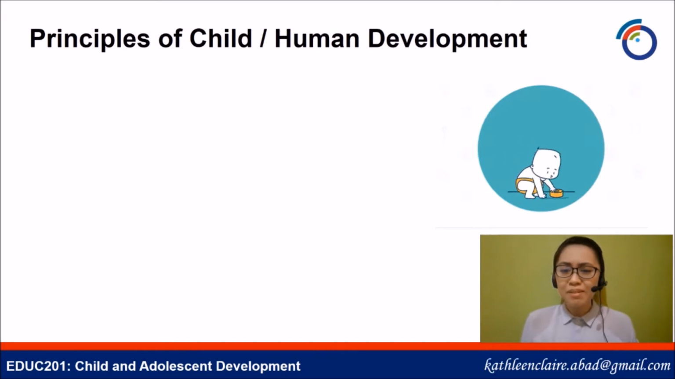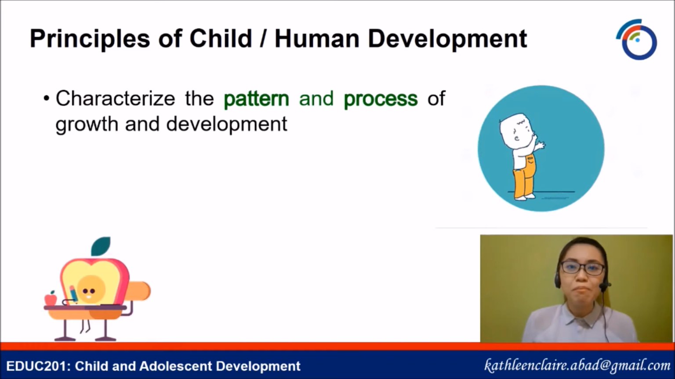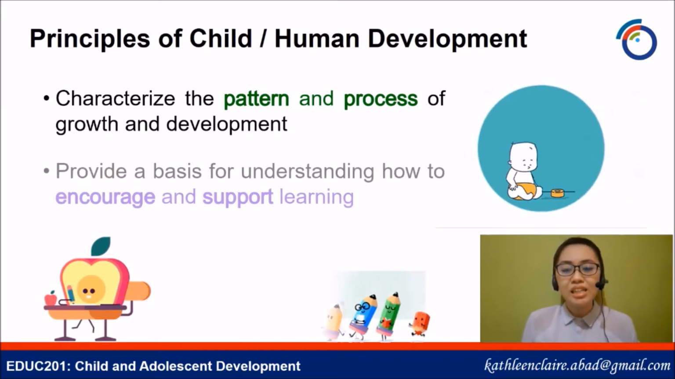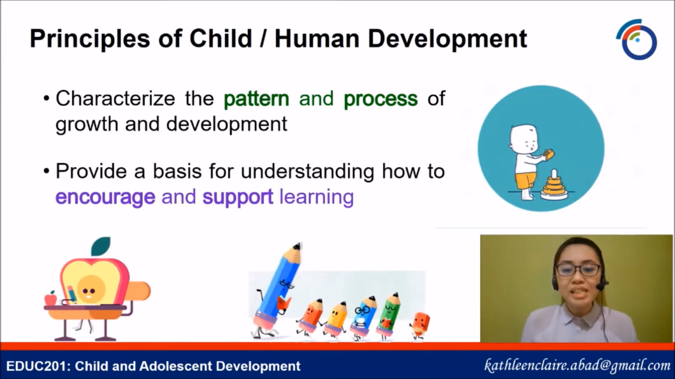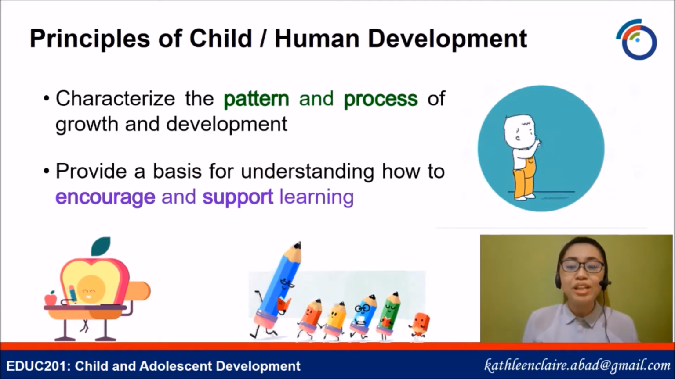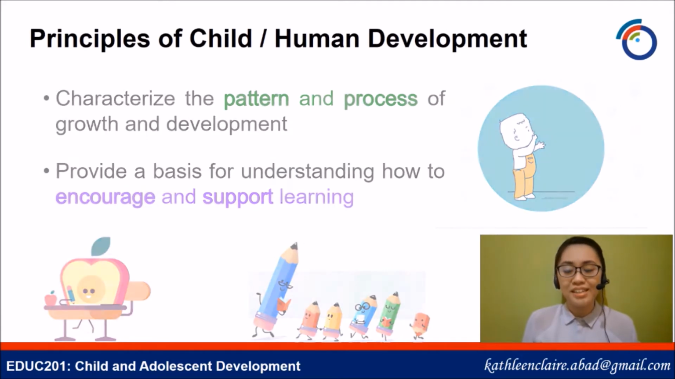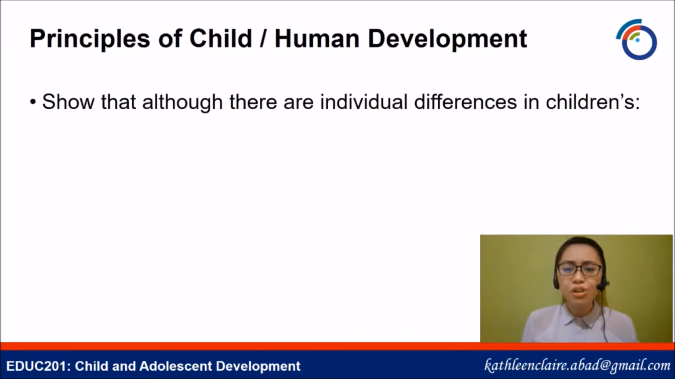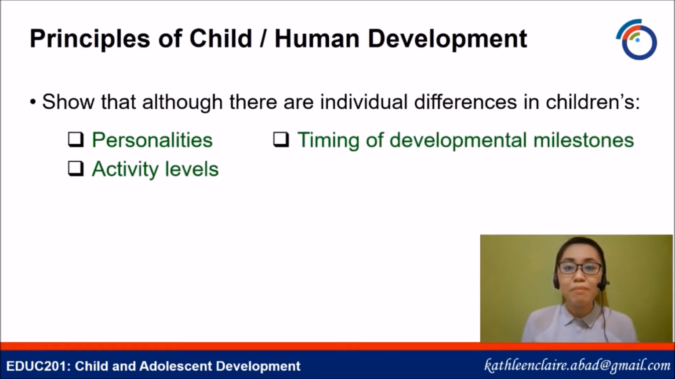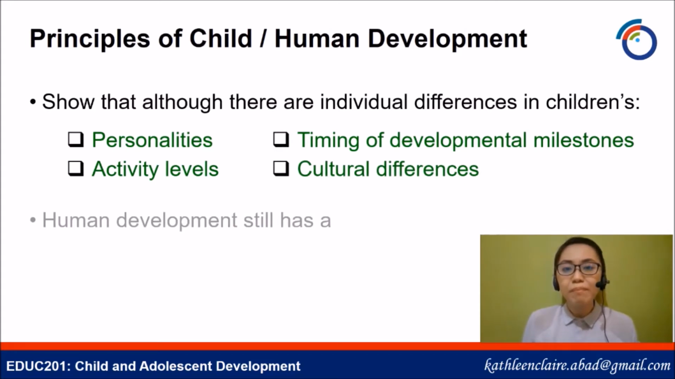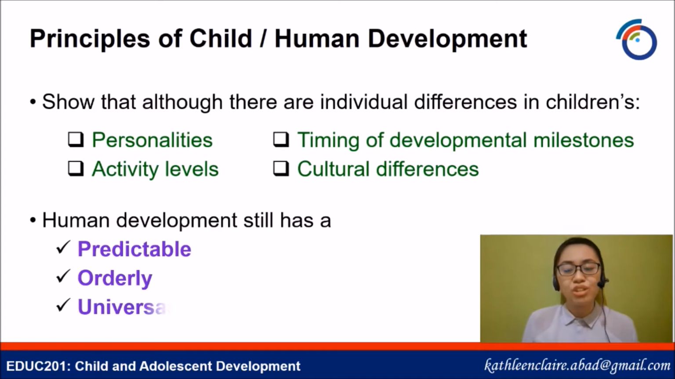What are the principles of child or human development? These characterize the pattern and process of growth and development. Also, it provides a basis for understanding how to encourage and support learning. It also shows that although there are individual differences in children's personalities, activity levels, and timing of developmental milestones, as well as cultural differences, human development still has a predictable, orderly, and universal pattern.